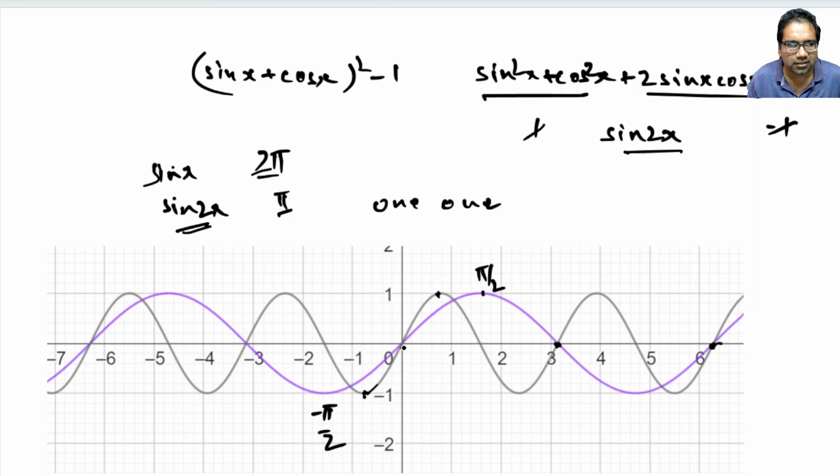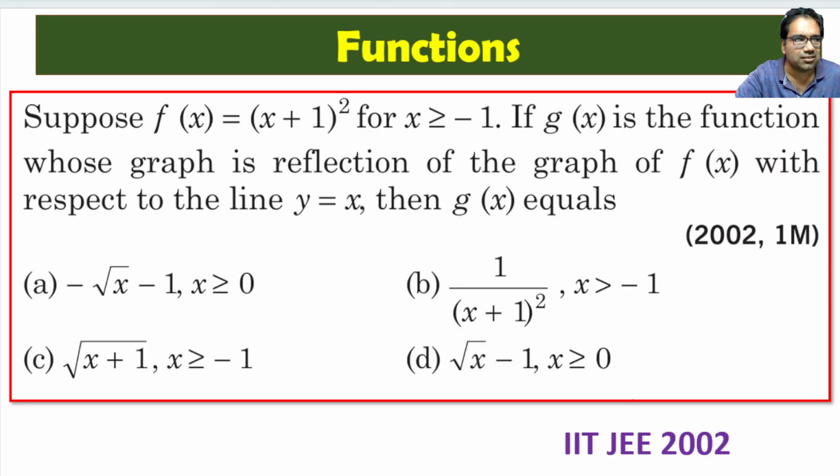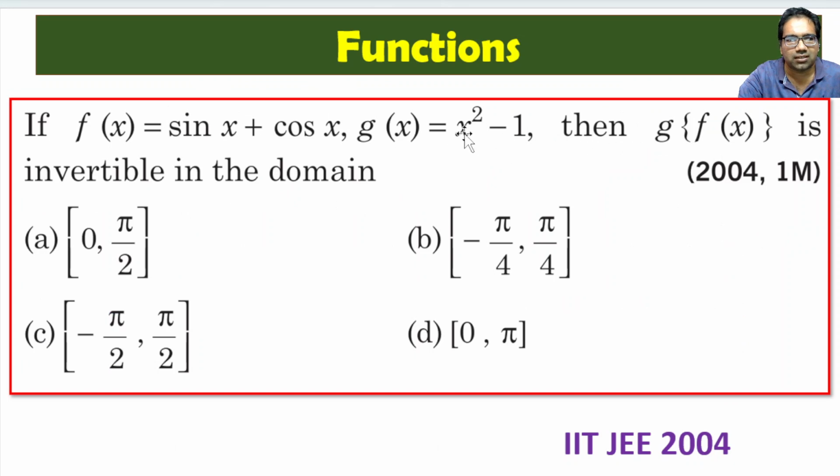Now because the period is half, sine 2x will continuously increase from minus pi by 4 to pi by 4. Everything becomes half, right? The period becomes half. So the lowest point and highest point are also compressed by a factor of 2. So the domain in this case, if it is between minus pi by 4 to pi by 4, this function is continuously increasing. That is sine 2x, which is nothing but this one, g of f of x. Okay, so then we can do the inversion.